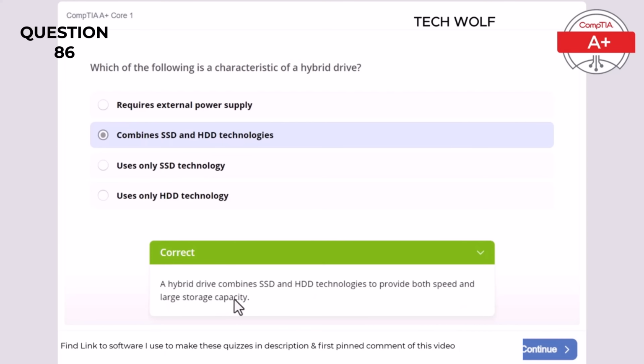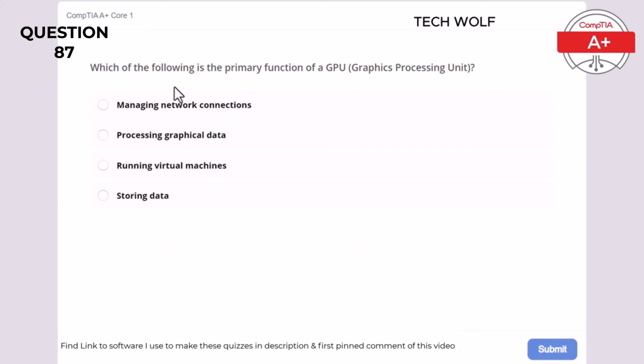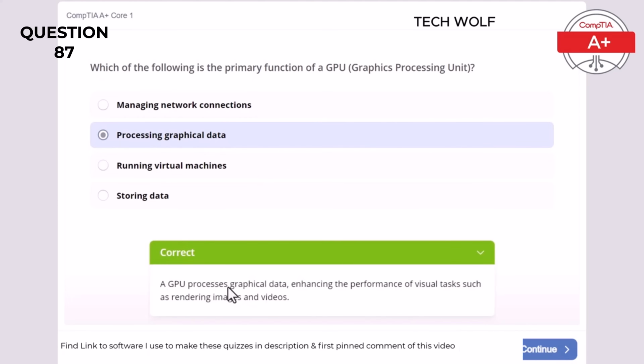Which of the following is the primary function of a GPU, graphics processing unit? Managing network connections, processing graphical data, running virtual machines, or storing data. And here the correct answer is processing graphical data. A GPU processes graphical data, enhancing the performance of visual tasks such as rendering images and videos.